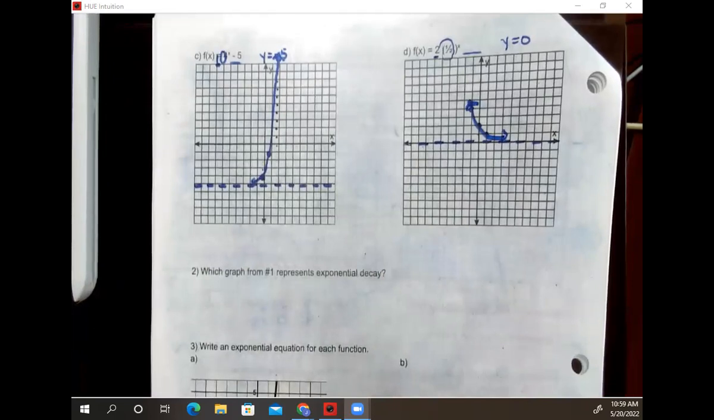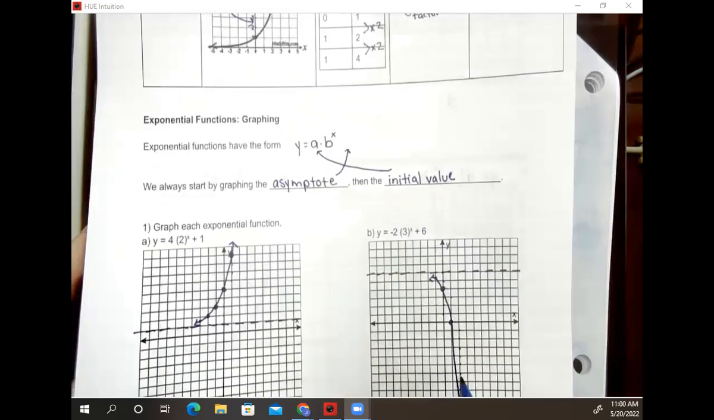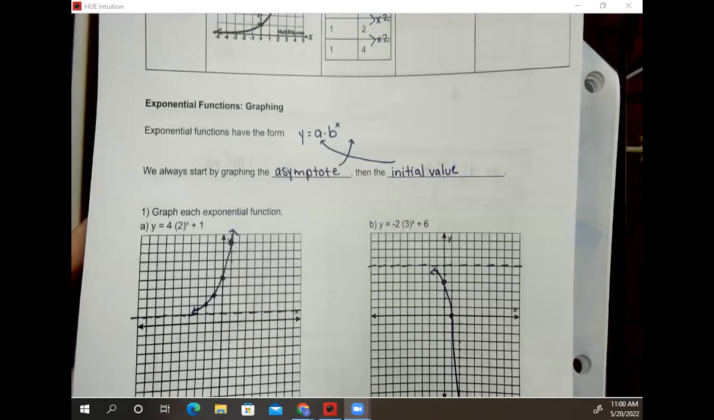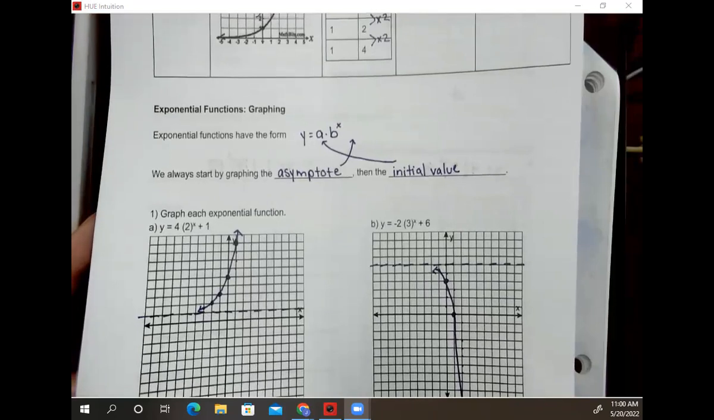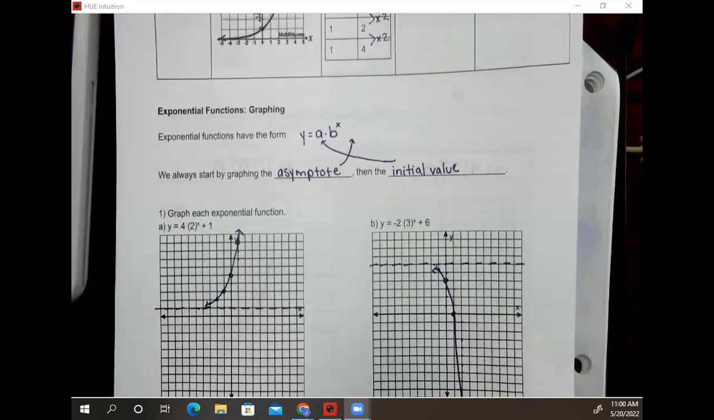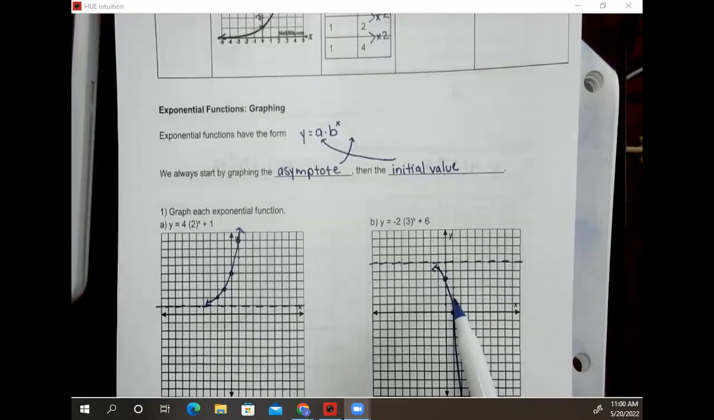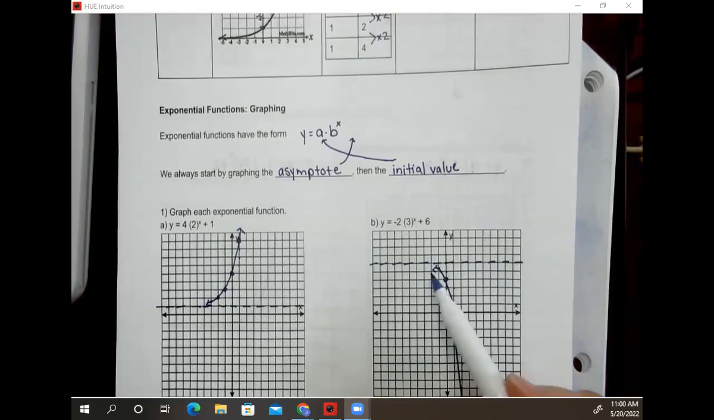Which of our functions and graphs from number 1 would represent exponential decay? D? Why is B not exponential decay? It's not exponential decay. Why is it not? Because what? Sorry. This one's tricky, right? Because it's upside down. Everything else is above. This one's below.